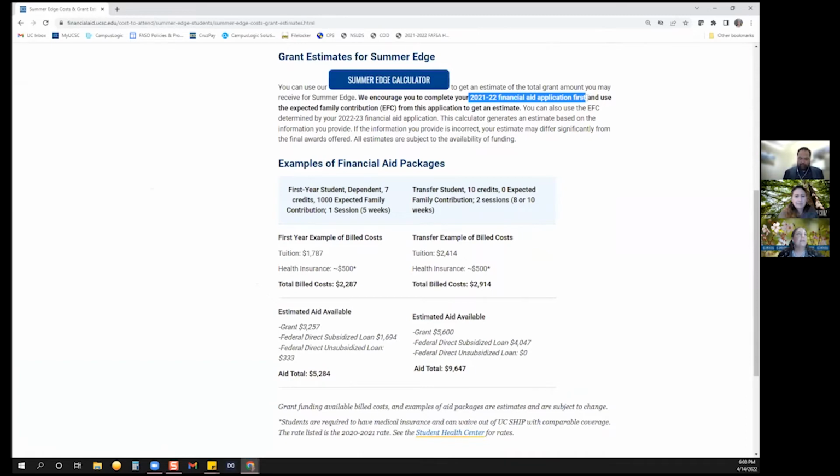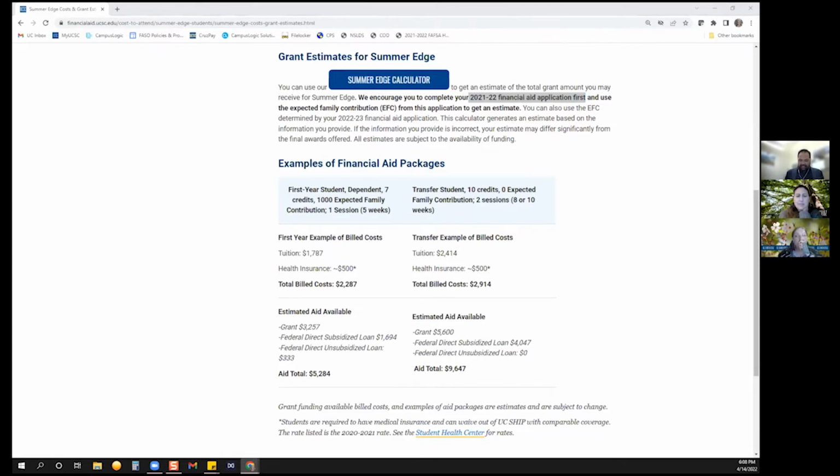What you have to remember is that you need to submit a financial aid application for the current academic year. So for us, the summer is part of our current academic year, which is 21-22. So you will need to make sure to submit the 21-22 either FAFSA or DREAM application to be considered for financial aid. And then you will want to contact Summer Edge, and actually their email address is really easy. It's just summeredge@ucsc.edu to go over the enrollment registration process, okay?